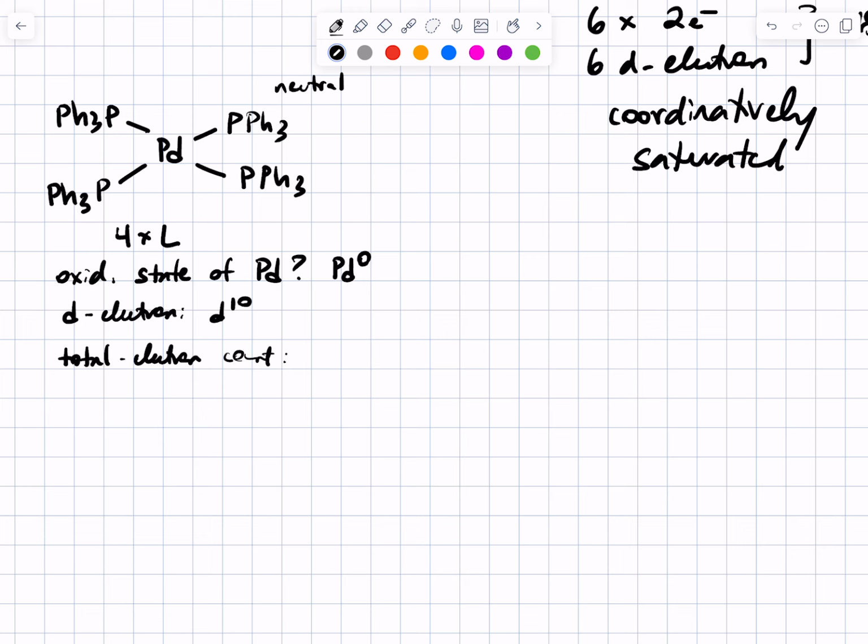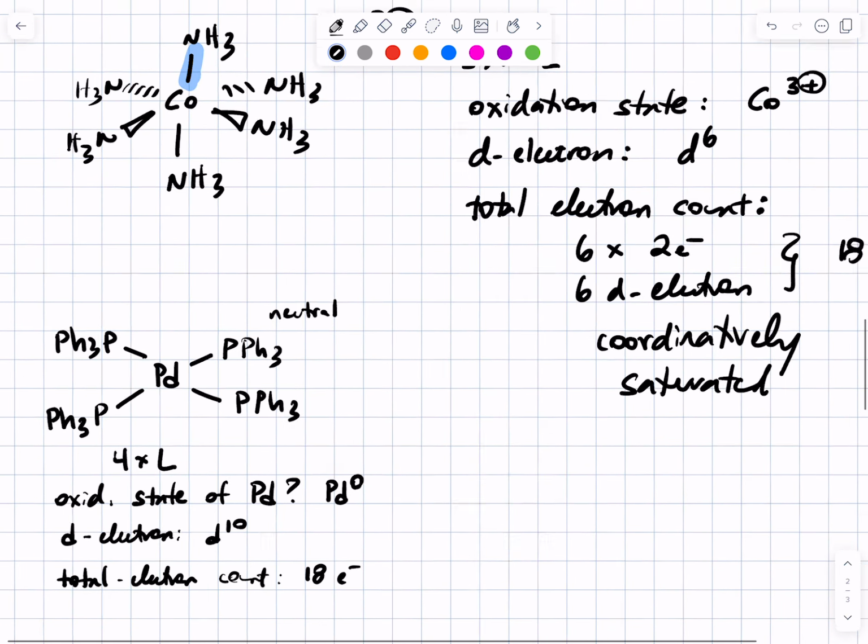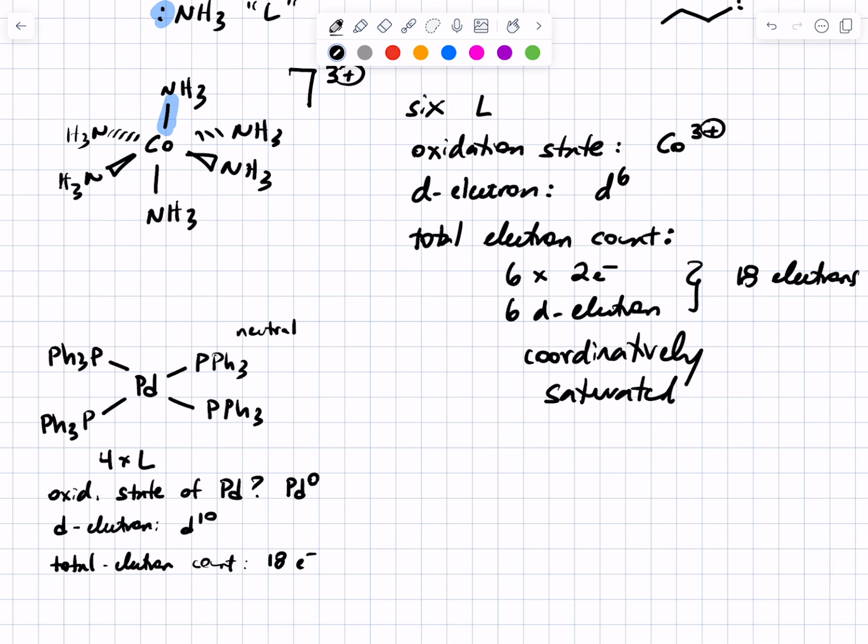10 d electrons, and then 2, 4, 6, 8. So 18. Is there any space for any additional ligands? No. So you could look at palladium and say, why doesn't palladium have 6 ligands like the cobalt 3+ complex? And the answer is, there isn't any space for it. It's coordinatively saturated. So you can use some of this comparison to get an idea of what's possible for one metal versus what's possible for another.